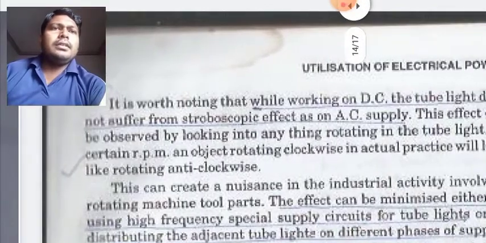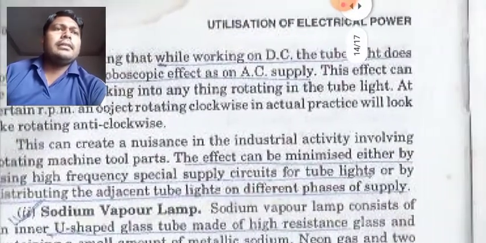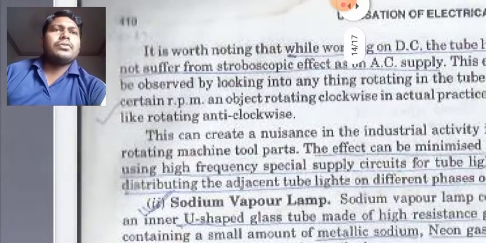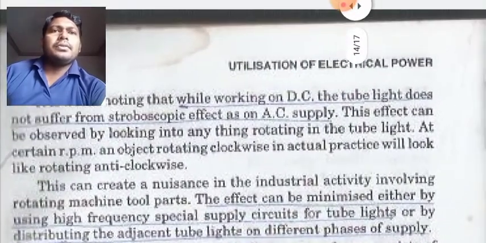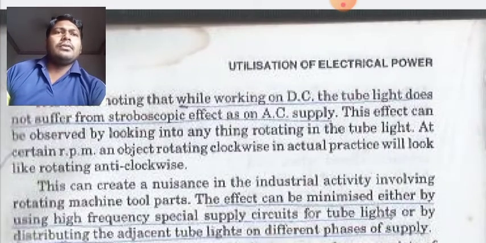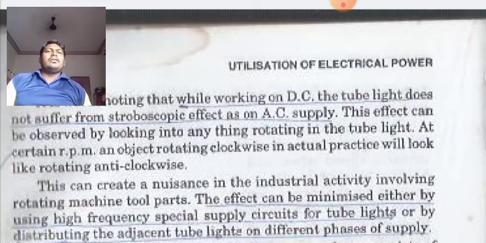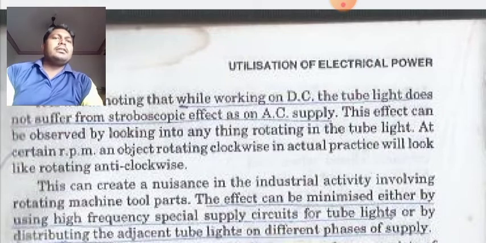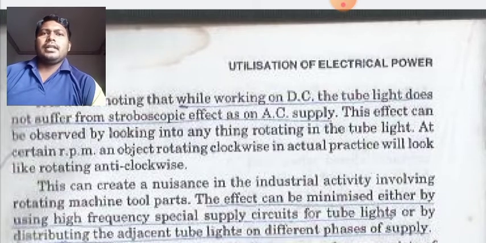It is worth noting that while working on DC, the tube light does not suffer from the stroboscopic effect as on AC supply. This effect can be observed by looking at anything rotating in the tube light at certain RPM. An object rotating clockwise will, in actual practice, look like it is rotating anti-clockwise. This can create a nuisance in industrial activities involving rotating machines and tool parts.